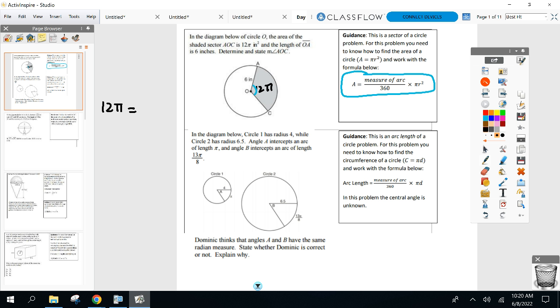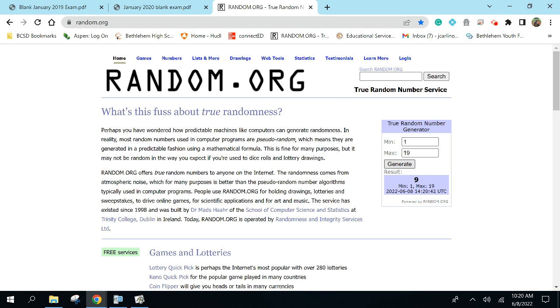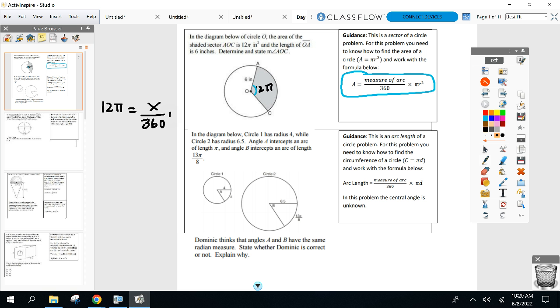Do I know the measure of the arc? No. But I know it's the same as AOC, which I'm trying to find. Remember, these two are always equal. That's where my x is going to be. Over 360 times pi. What's my radius? 6 squared. There's the setup. Now how do you figure out x? What do you have on both sides? Pi's. Just get rid of them now.